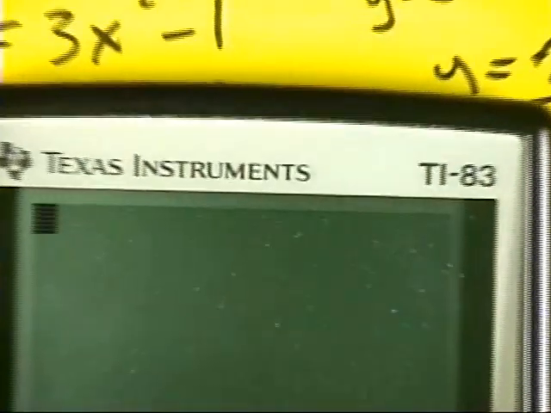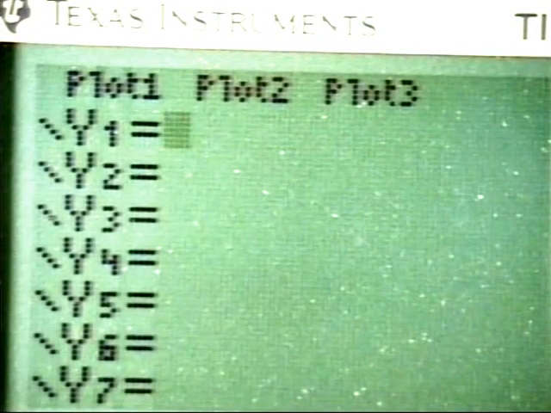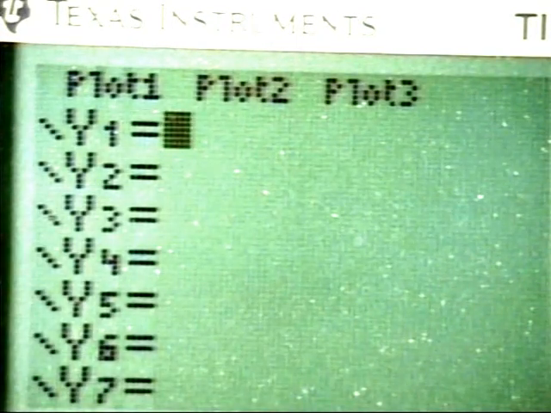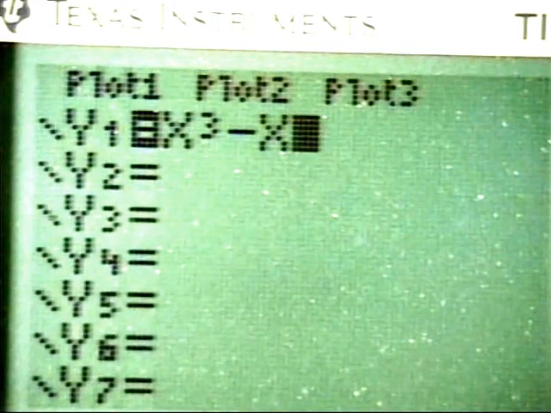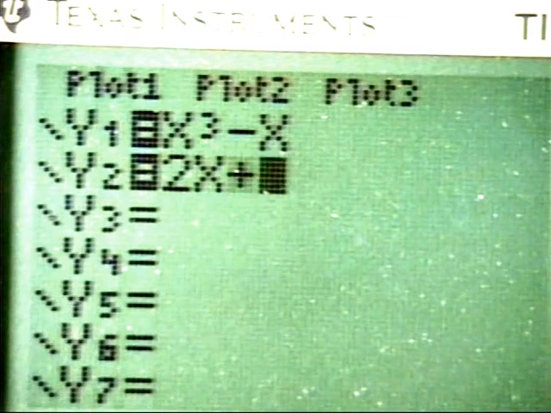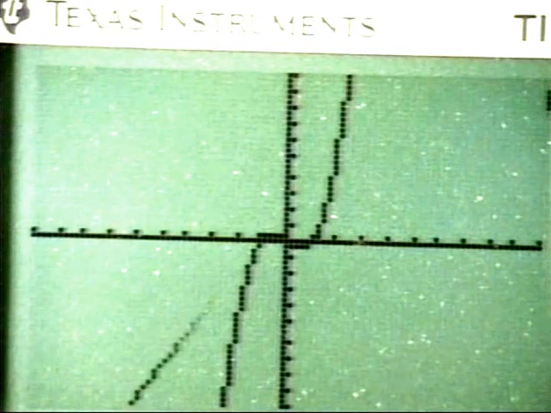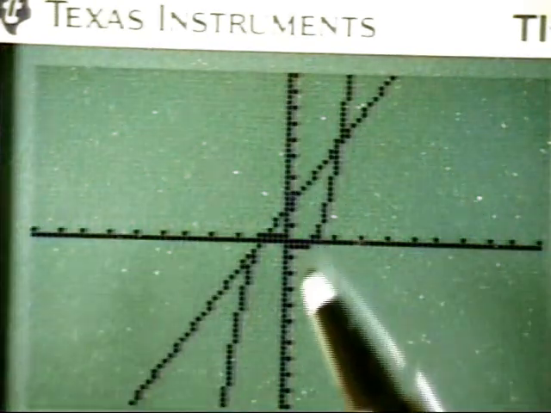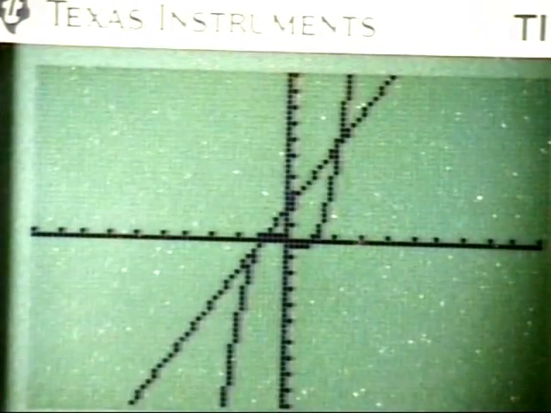It's okay. What we could do, it's sort of cool. There's two ways to do the problem. You could find the root there, but you could also graph x cubed minus x and 2x plus 2, and find out where they intersect each other. Well, isn't that so cute? And they intersect. We already know they intersect at -1, 0, and they intersect right there also.